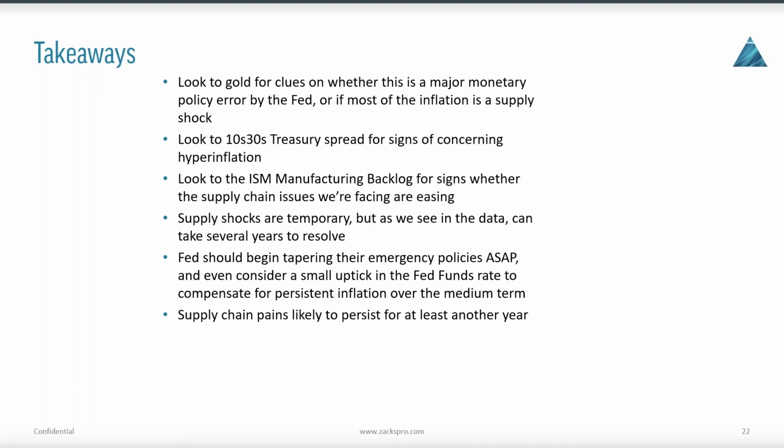So in my view, the Fed should begin tapering the emergency policies as soon as possible, which they have indicated that they would do. And even consider a small uptick in the Fed funds rate to compensate for this persistent inflation over the medium term. Since I personally think, based on the historical data that we just saw, that this inflation is going to stay high for at least another year, year and a half.